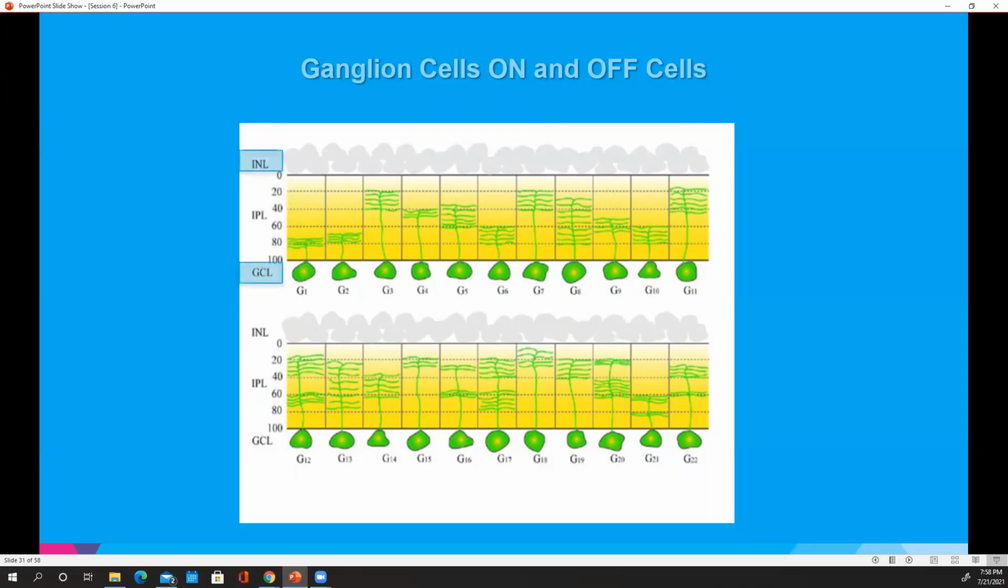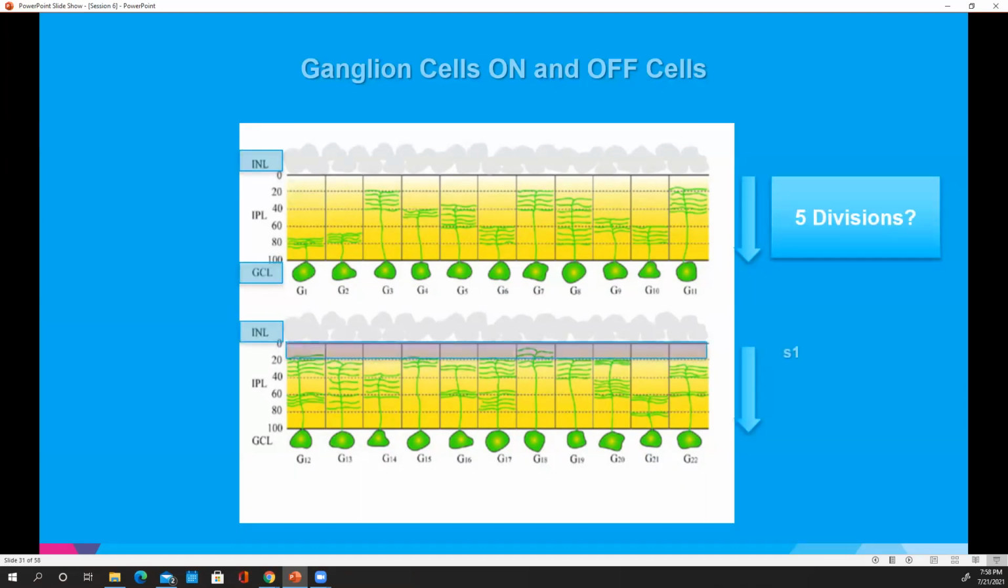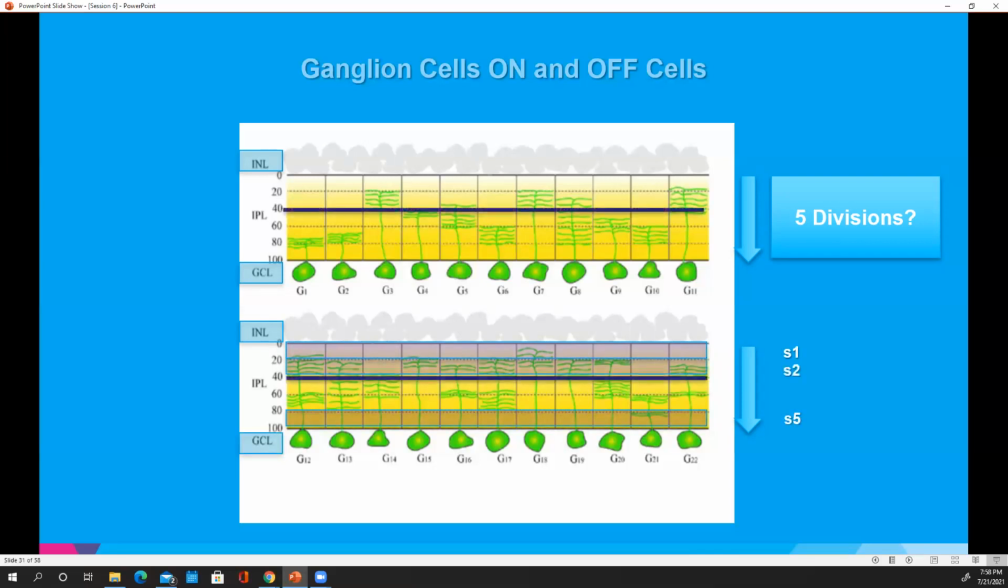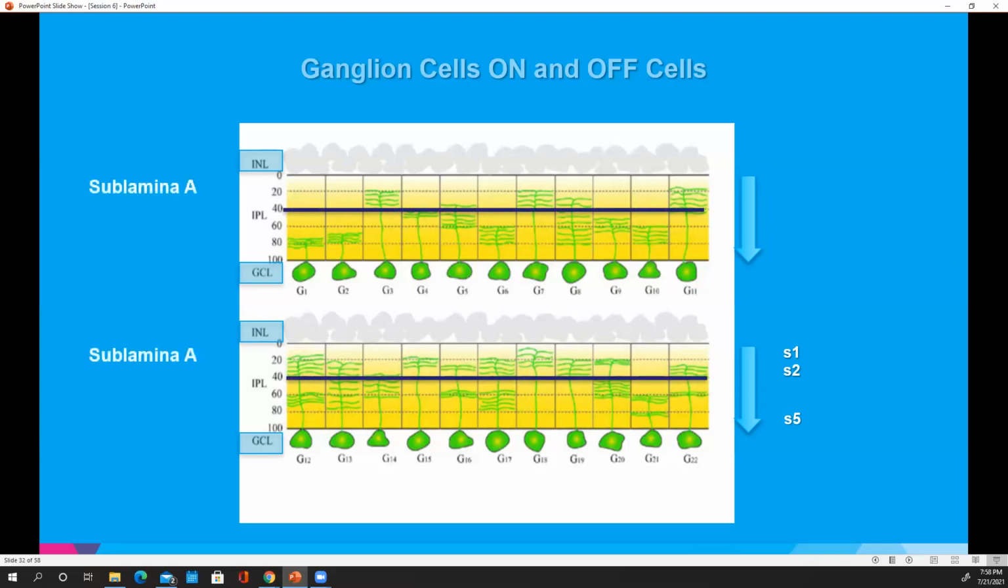I just did this whole thing with you, but now it's going to make sense. I see 5 divisions. I'm doing the same thing over here. Well, this one probably is S1, and this one is probably S5. Okay, and then that's S2, and that's where your dividing line is. And so that's going to be sublamina A, and that's going to be sublamina B. We just did this on a graph that didn't write any of that down.